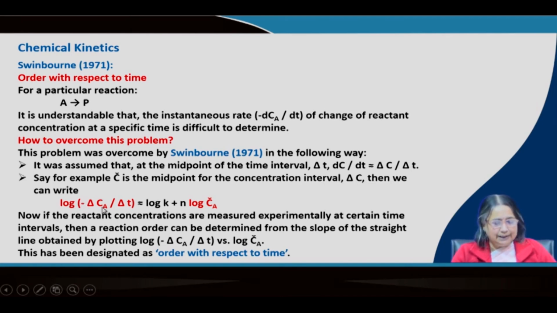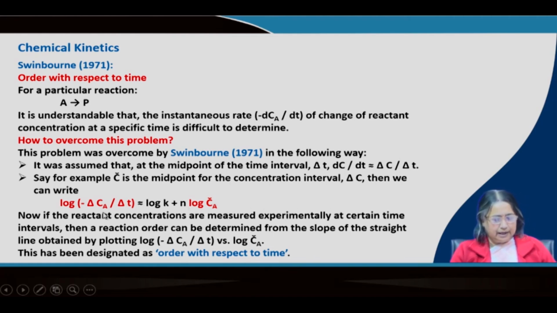say that log of delta C by delta t is equal to log k plus n log C average. This is the same expression, but his assumption is that C average is the midpoint of this delta C, and instead of dCA/dt, he used delta CA by delta t. Okay, so this is easy to understand.